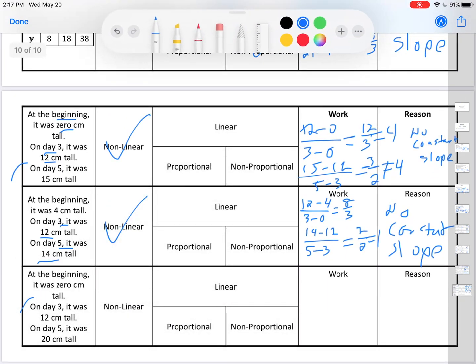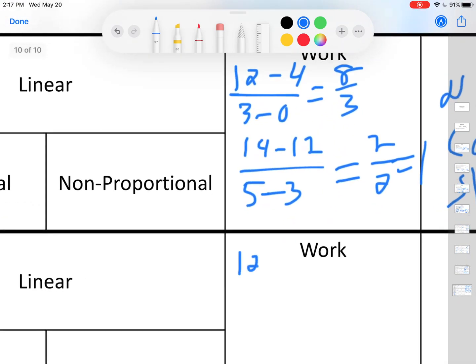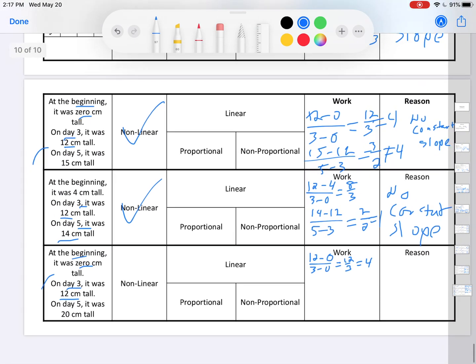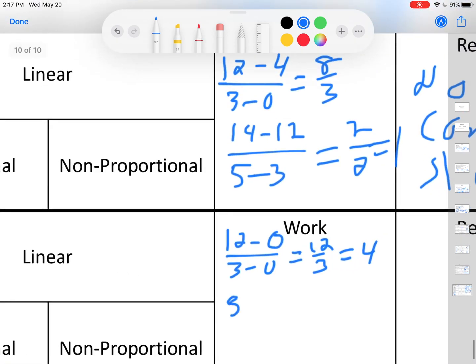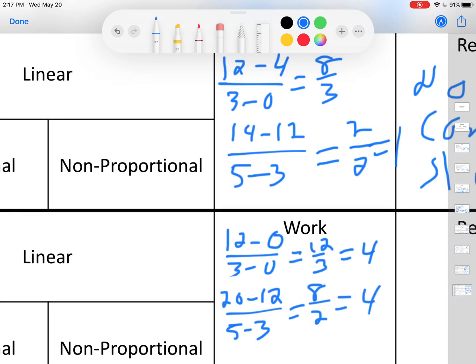Okay, last one. We know it could be proportional, so let's see if it's linear. So 12 to 0, 3 to the beginning. Okay, 12 minus 0 over 3 minus 0, 12 over 3 is 4. Okay, let's see this one. 5 to 3, 20 to 12. Oh, I made a mistake. Have to put a y on top. 20 minus 12 over 5 minus 3 is 8 over 2 is 4.